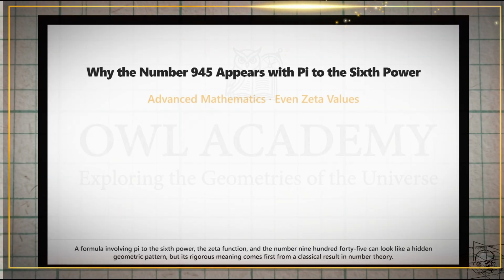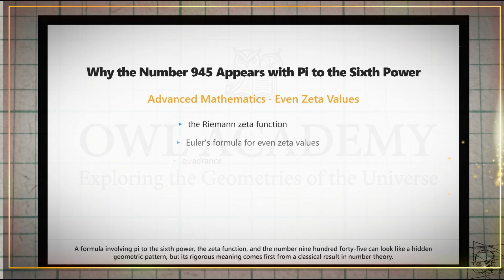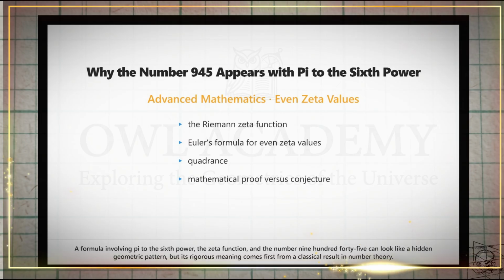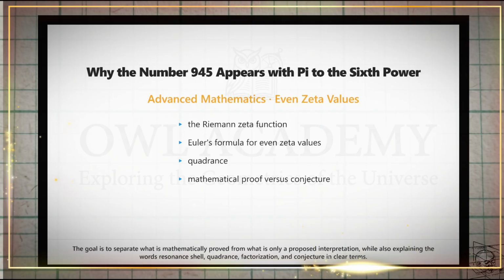A formula involving pi to the sixth power, the zeta function, and the number 945 can look like a hidden geometric pattern, but its rigorous meaning comes first from a classical result in number theory. The goal is to separate what is mathematically proved from what is only a proposed interpretation, while also explaining the words resonance shell, quadrants, factorization, and conjecture in clear terms.